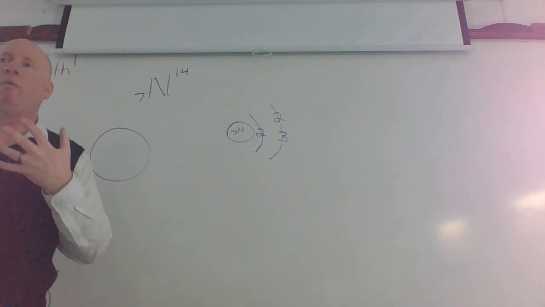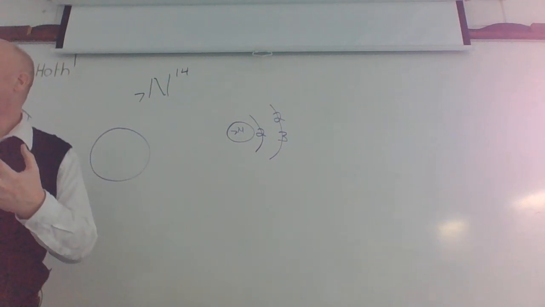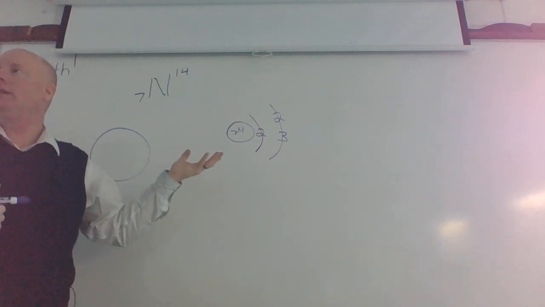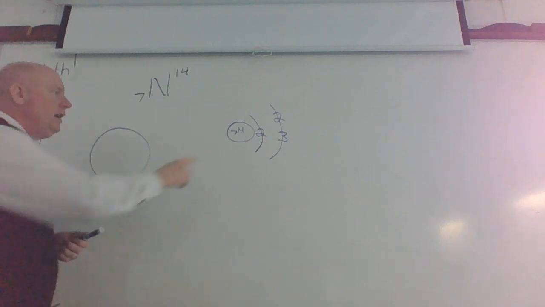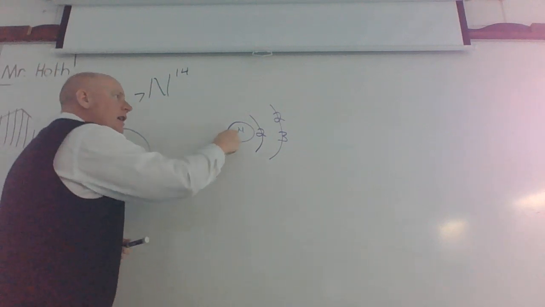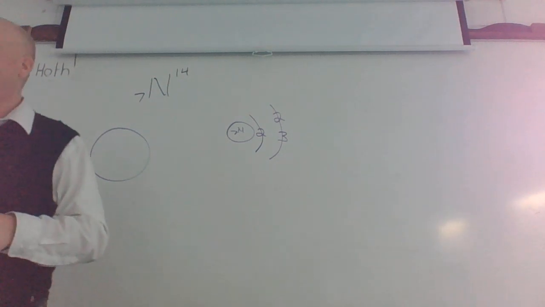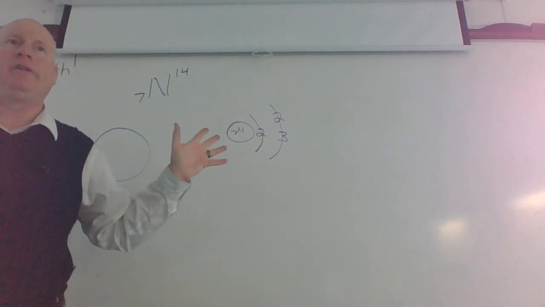Protons have what charge? Positive or negative? Positive charges. Electrons have what type of charge? Negative. So if you have 7 positive charges and 7 negative charges, those add up to what? 0. So we'll pick up with this tomorrow.